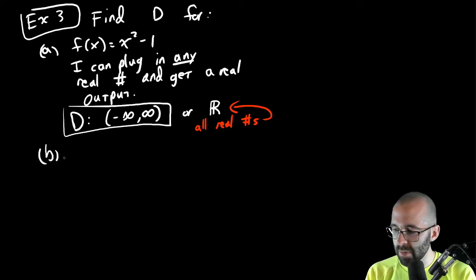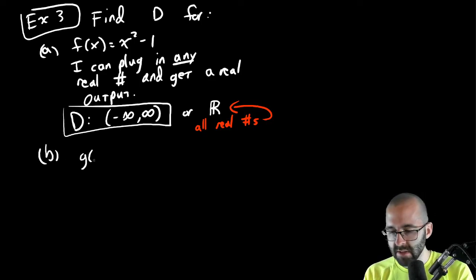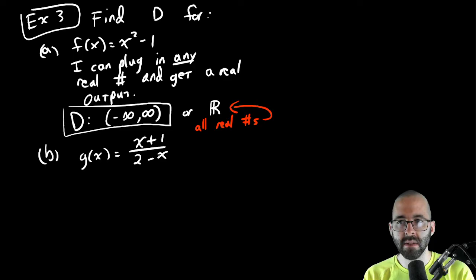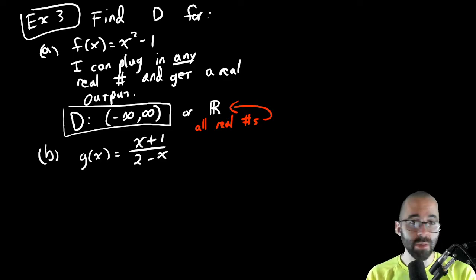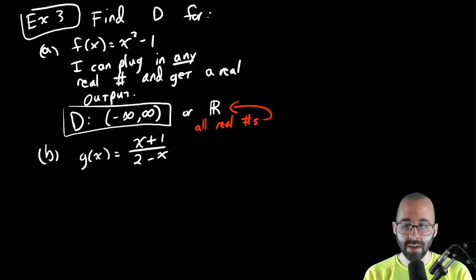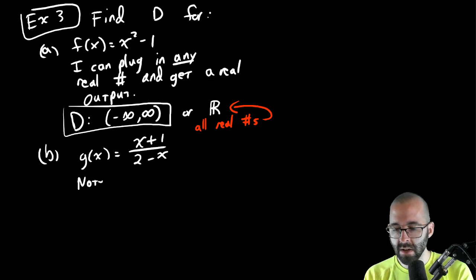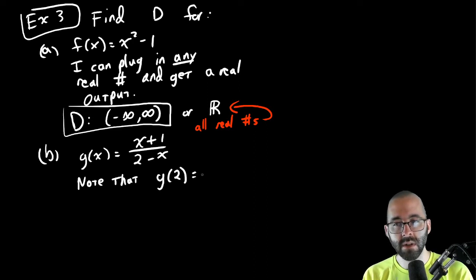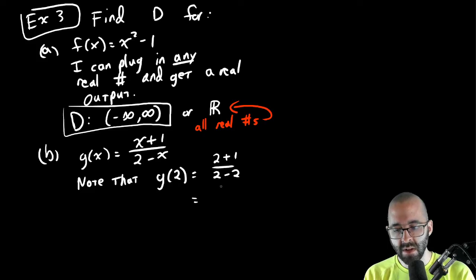Do another problem, part B. g of x equals x plus 1 divided by 2 minus x. We can't plug in anything we want here, right? Note that g of 2, if we plugged in 2 here, we'd get 2 plus 1 divided by 2 minus 2. That's 3 over 0.